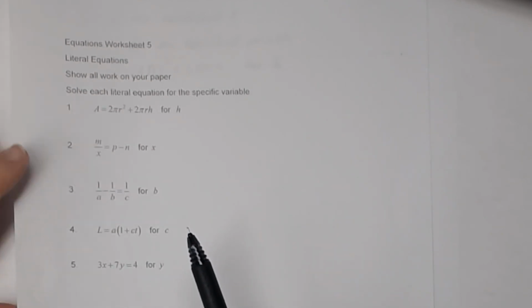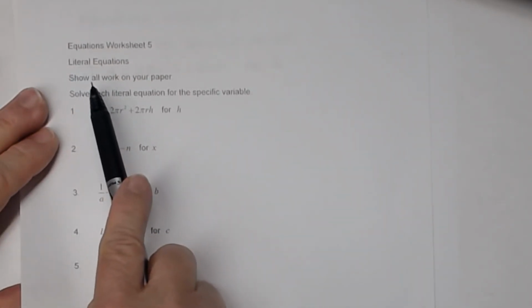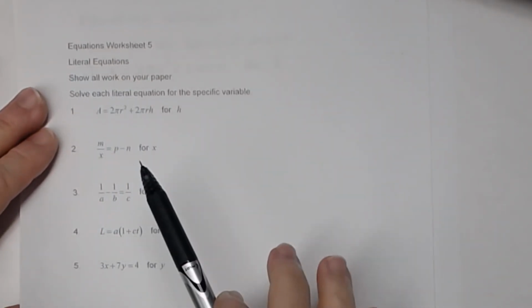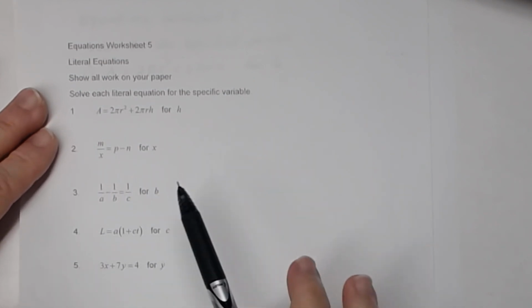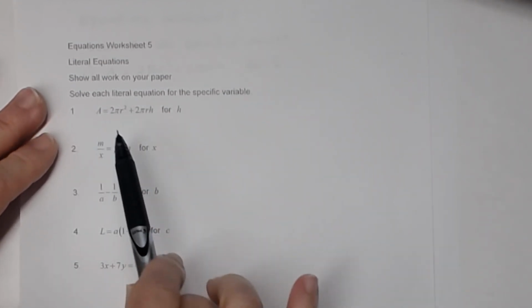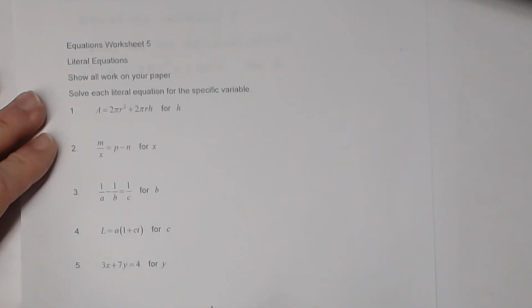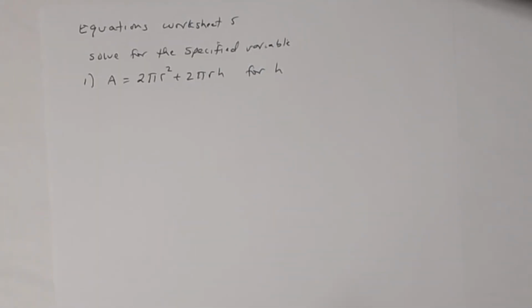Okay, so remember, a literal equation is an equation that has more than one variable. So notice this equation has more than one variable and so on. Now, not all of those are considered formulas like you would have seen in geometry, like the Pythagorean theorem or things like that. Okay, so let's look at number one.